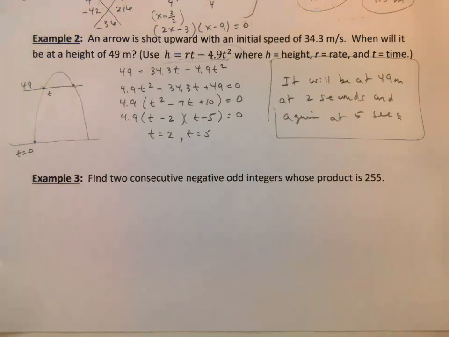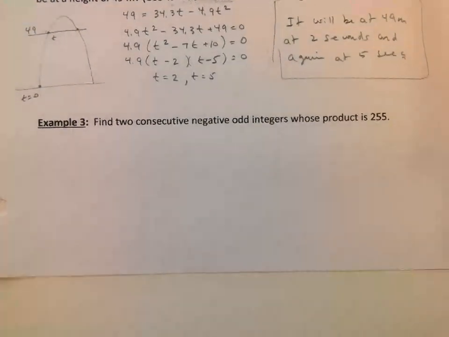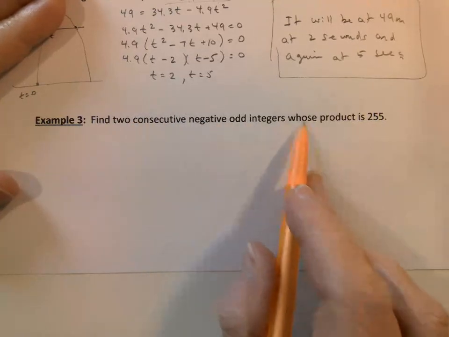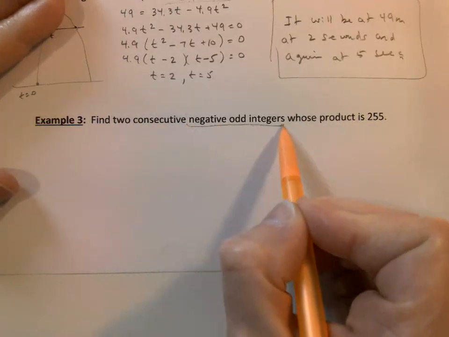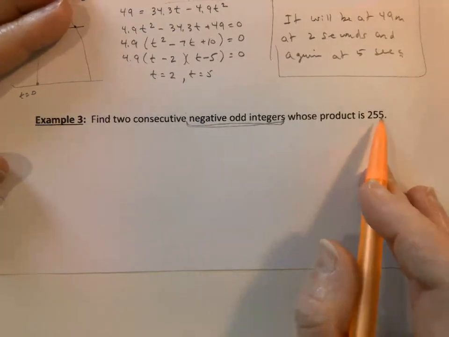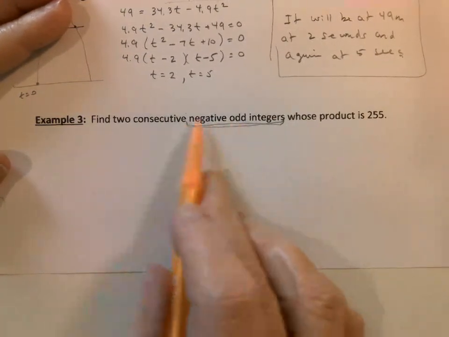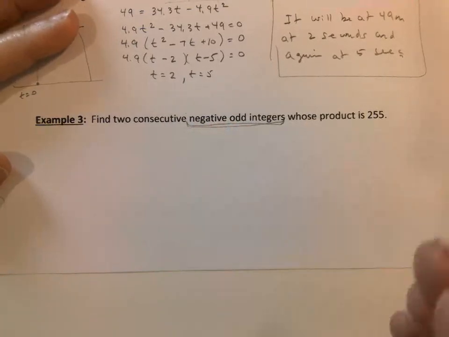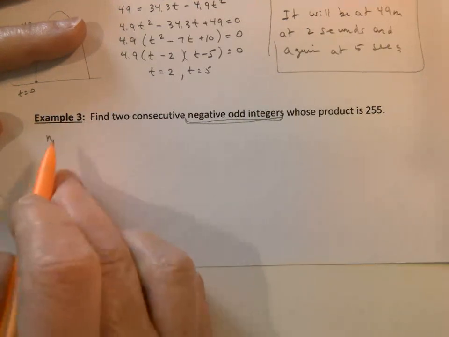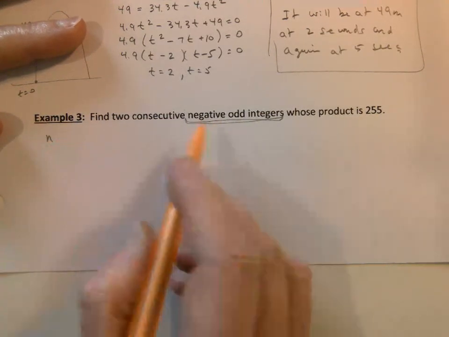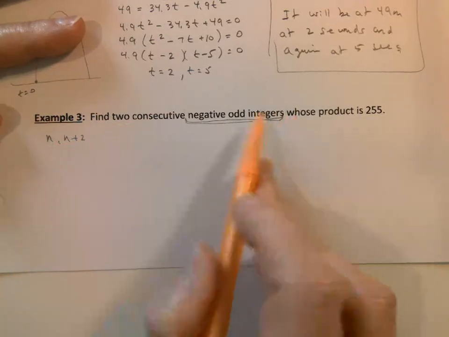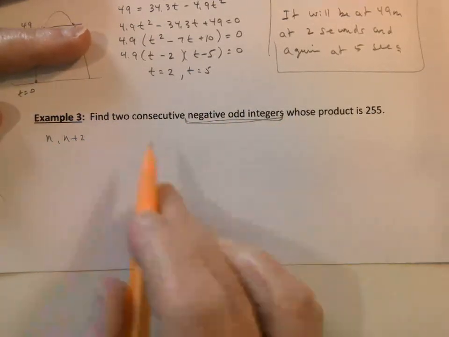Okay, now we have a consecutive integer problem, which we love. Find two consecutive negative odd integers. All right, so we're looking for solutions that are negative odd integers whose product is 255. Now, we haven't really talked about negative consecutive numbers, but we set it up the same way. If the first one is n, the second one is going to be n plus 2, because it's just the next one that's odd, so we add 2.